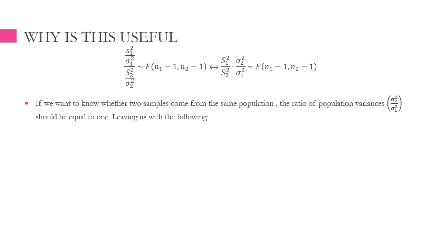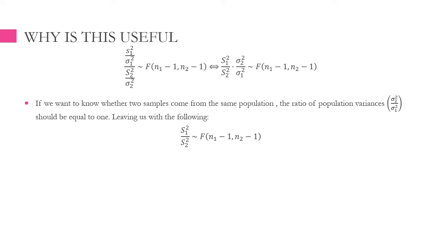If we want to know whether two samples come from the same population, then the ratio of the population variances, sigma squared 2 over sigma squared 1, if we're assuming that these come from the same population, should be equal to 1. Which leaves us with the following.